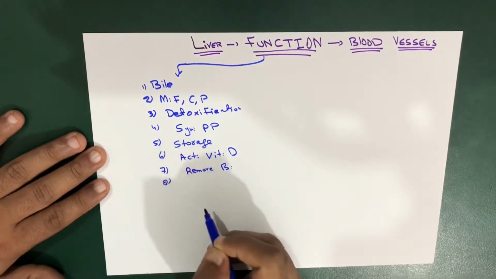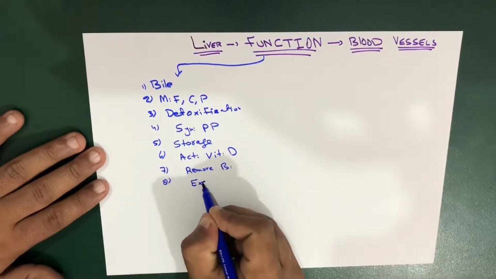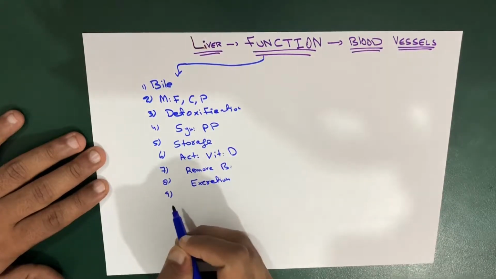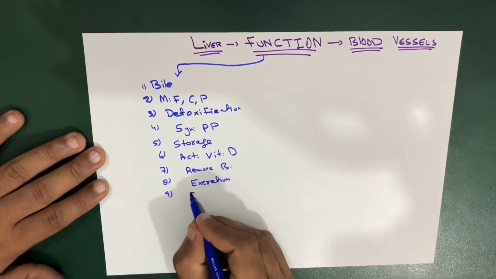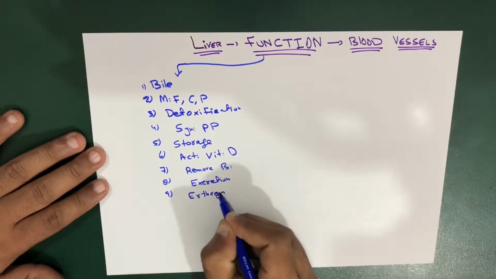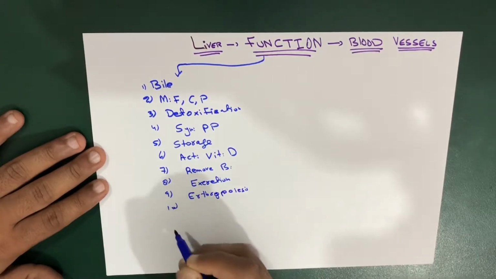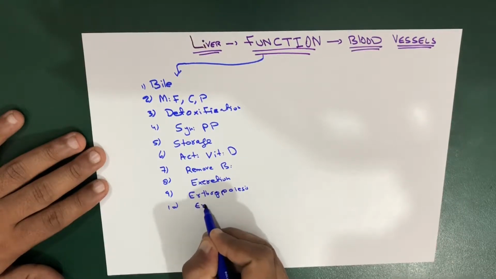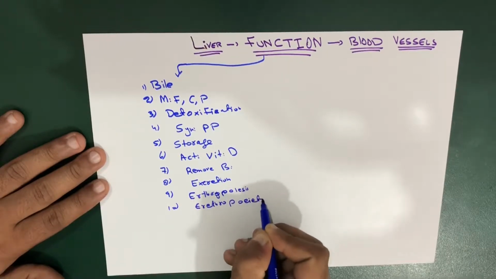The eighth function is the excretion of cholesterol, drugs and bilirubin. So the eighth function is the excretion of different particles. The ninth function is erythropoiesis during intrauterine life. In the baby in the uterine life, the liver causes erythropoiesis. The tenth function is the secretion of a hormone called erythropoietin, which is also secreted from the liver.